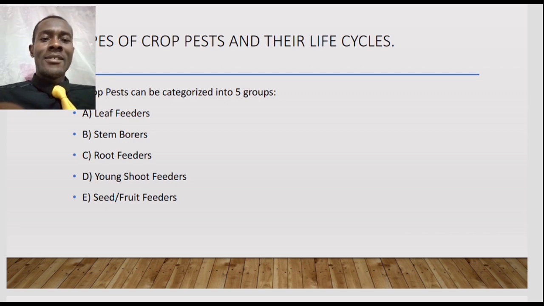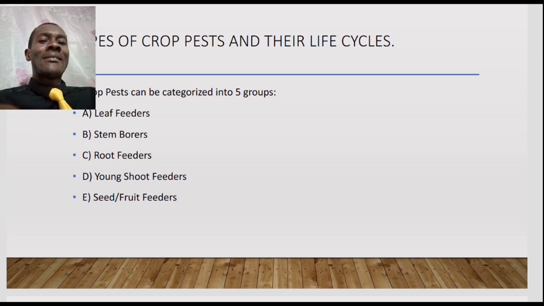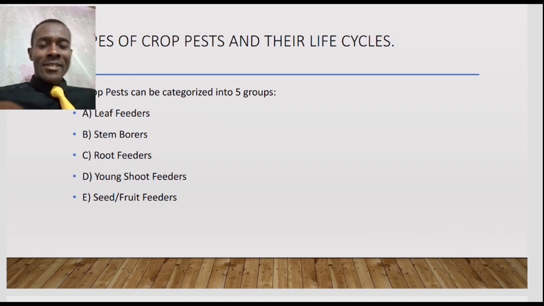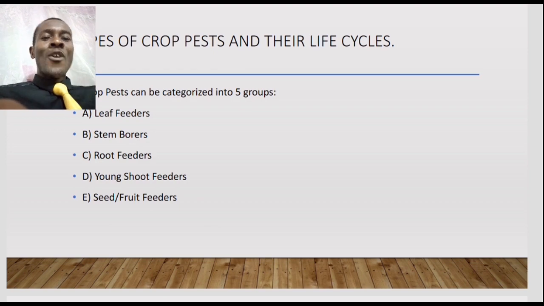The fourth one, the young shoot feeders. Because when a crop is beginning to grow, at the germination stage of a plant, there are some pests that like feeding on those germinating plants and crops. And so we are going to specifically highlight those pests that can also feed on them. So they belong to the young shoot feeders. Then you have the seed and fruit feeders. These are the 5 types of crop pests that can be categorized. And so we start with the leaf feeders.